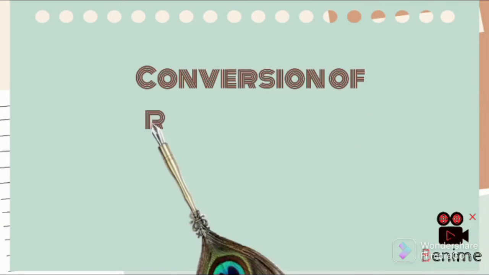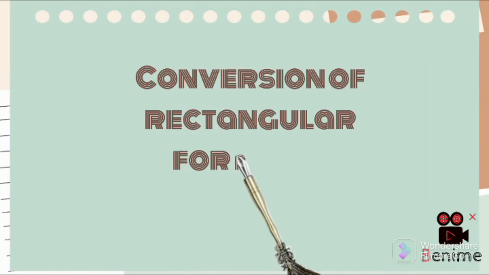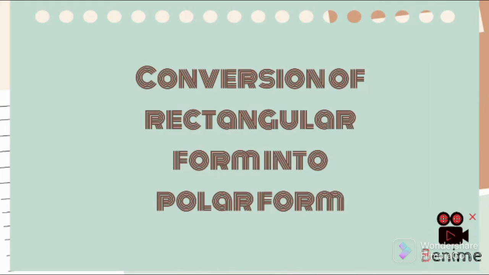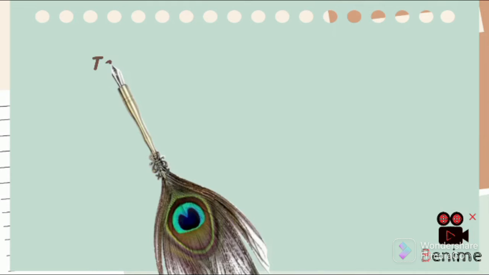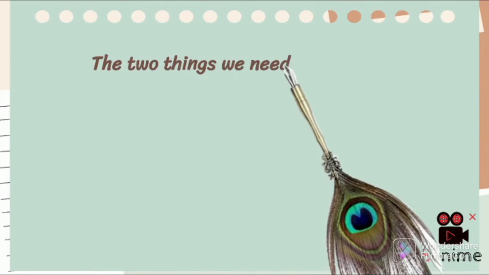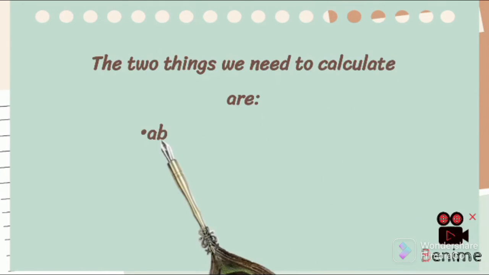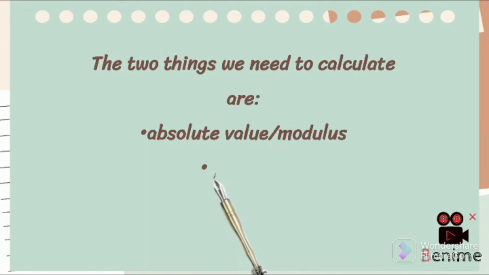Conversion of rectangular form into polar form. The two things we need to calculate are the absolute value, or modulus, and the principal argument of the complex number.